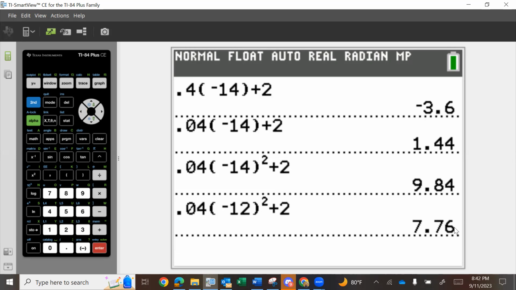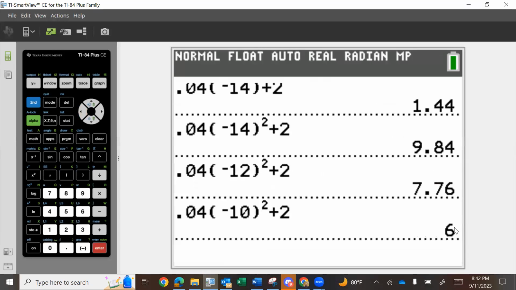And then you can arrow up and say, all right, the next one was, because again, they're 2 feet apart, the next one is going to be 10 feet to the left and 6 feet high. So when you're 10 feet to the left of the center of the satellite dish, you're 6 feet up. And then you just keep going until you get to the last point on the parabola.